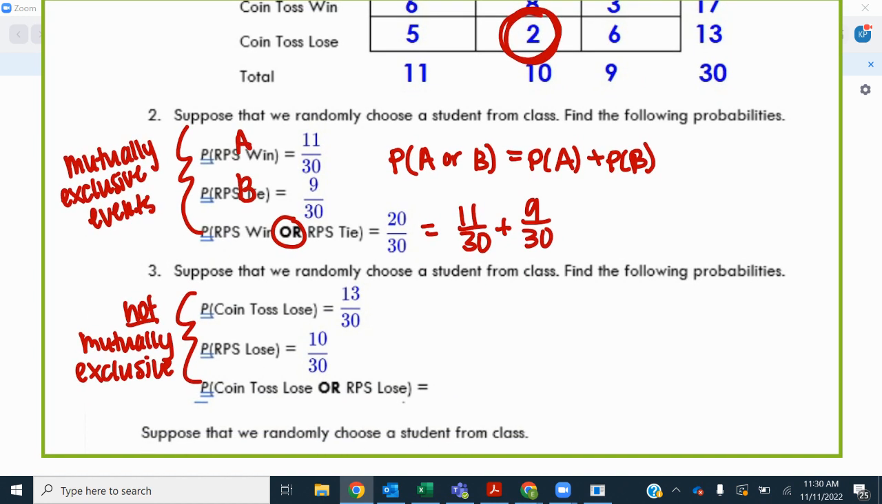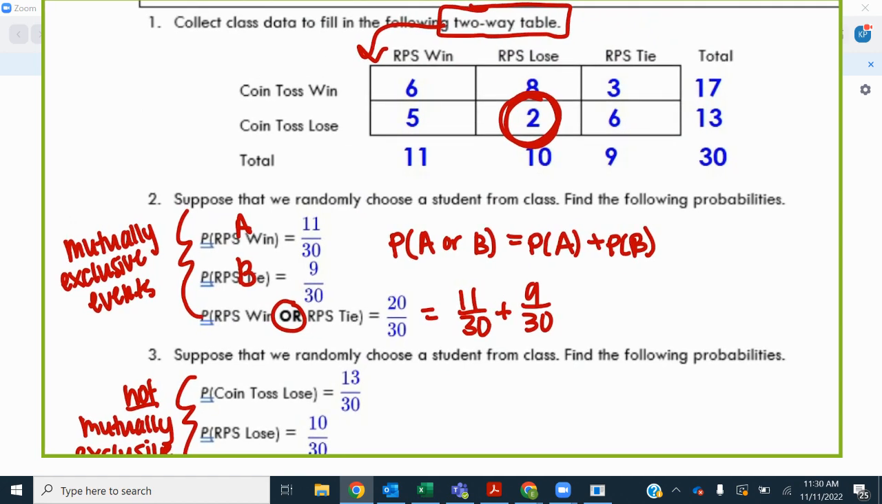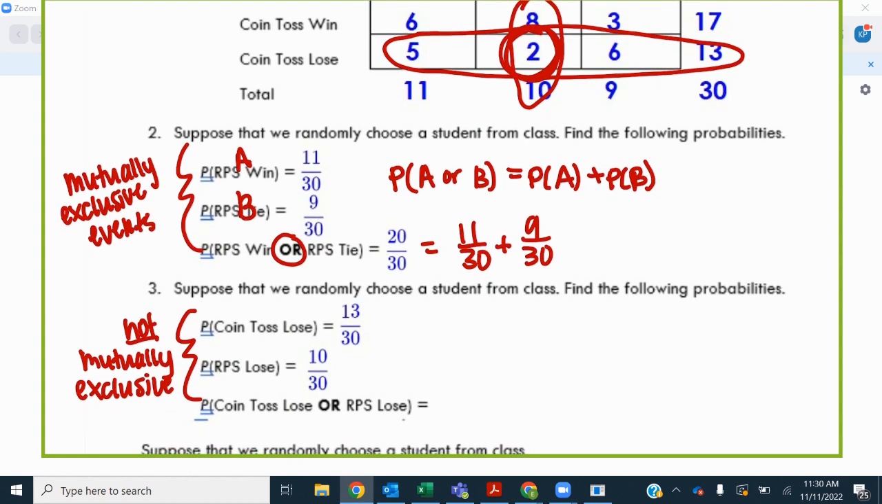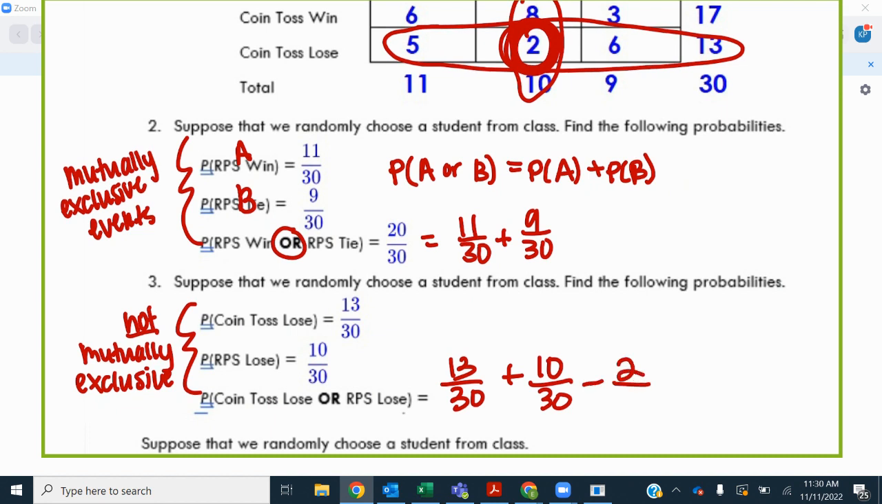When you look at the third part of number 3, coin toss lose or rock, paper, scissors lose, then we want to think about that formula we wrote down a few minutes ago. So coin toss lose would be all of this. Rock, paper, scissors lose would be all of this. So if I were to just right now add together 13 out of 30 plus 10 out of 30, I would be counting this 2 out of 30 twice. So that's why we have that formula. So the final answer would be 23 minus 2, so 21 out of 30.